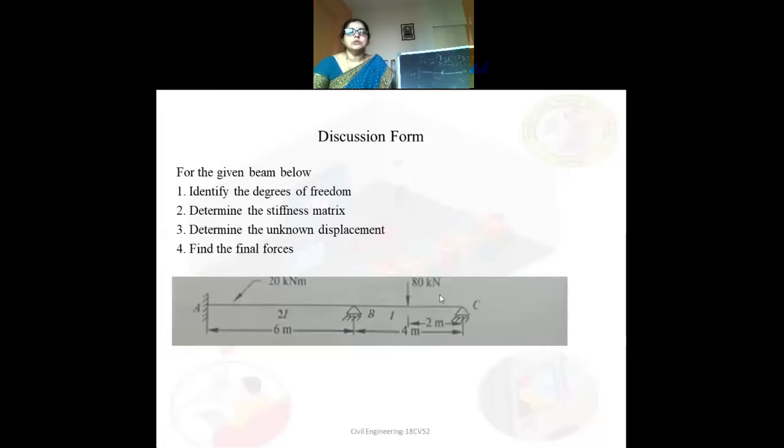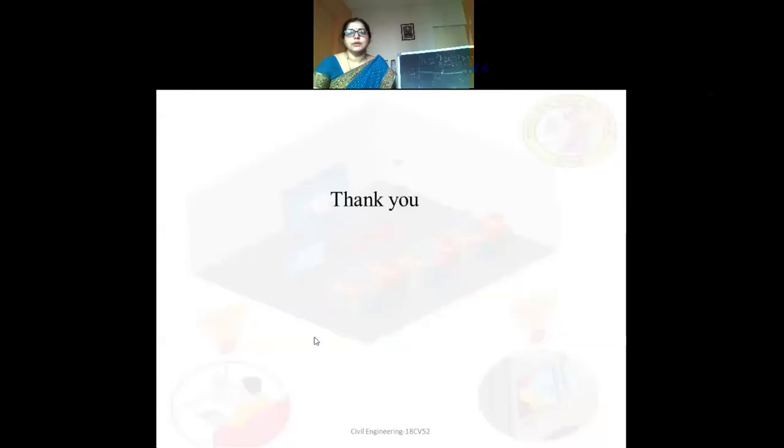Load is 80 kilonewton. So you have to follow the same procedure like what we discussed now, how we have done the problem in this session. Try to do this problem. So this is the problem that is given as an assignment for you to practice. Okay, thank you.